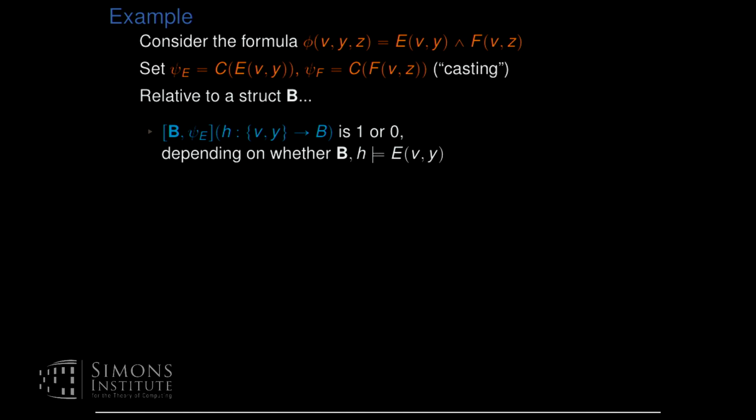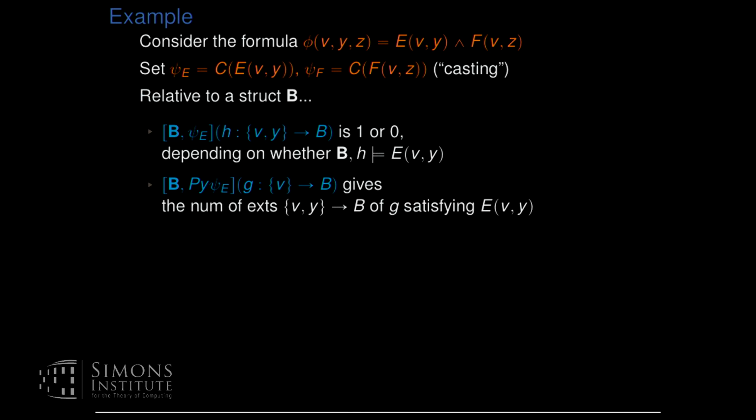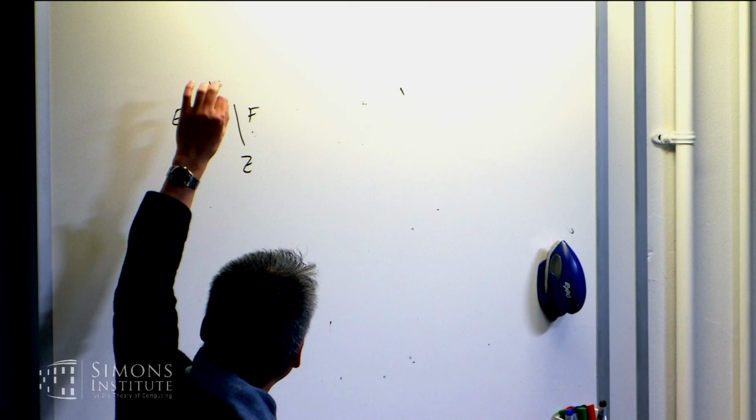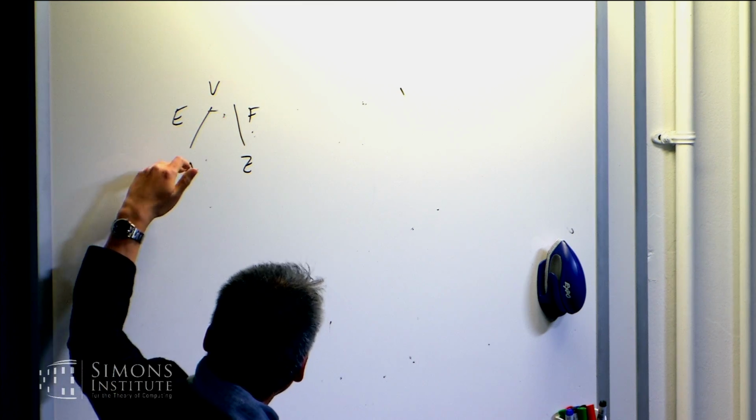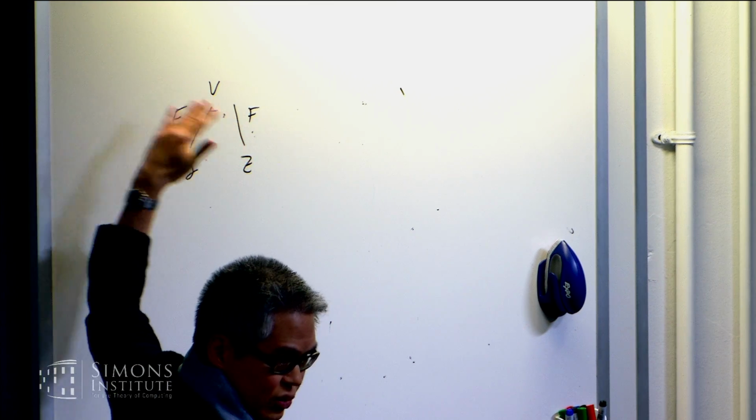Now we have a quantifier, which we call projection. In this particular example, projection will behave like this. If we take this previous formula and we project away the variable y, and then we evaluate this on an assignment to v, we get the number of extensions to y which satisfy E(v,y). So we fix a value for v, and this tells us the number of extensions which satisfy this left part of the formula.